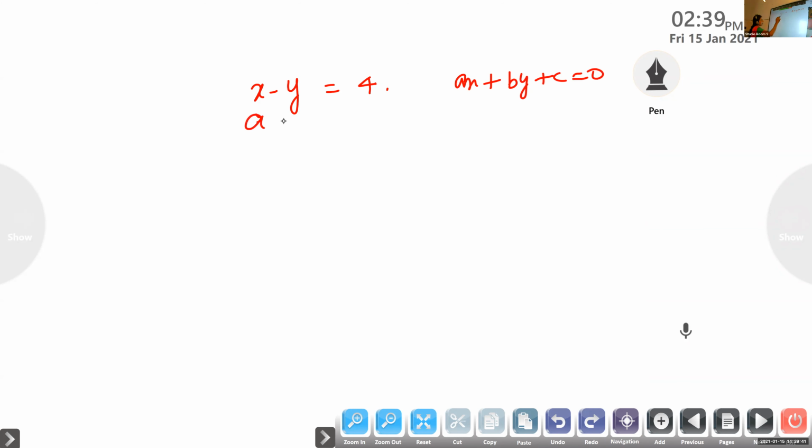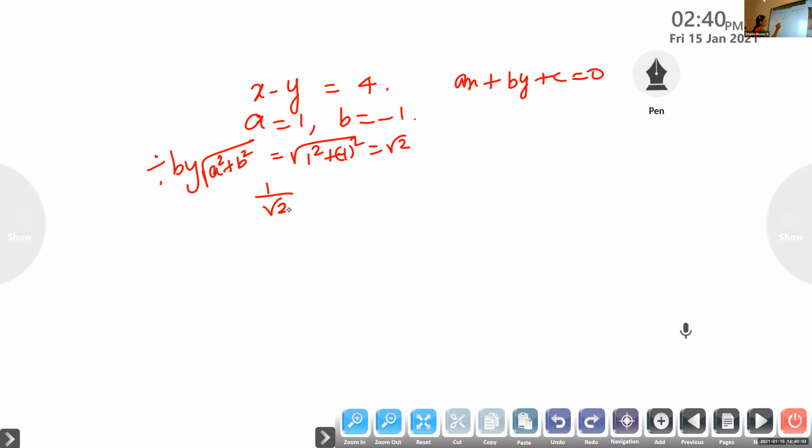And what is a and what is b? a is 1, b is minus 1. So the next step is divide each term by root of a square plus b square. When you divide, it is root of 1 square plus minus 1 square, which is root 2. So you'll get 1 by root 2 x minus 1 by root 2 y is equal to 4 by root 2. What 4 by root 2 means, we can write this as 2 root 2, isn't it?